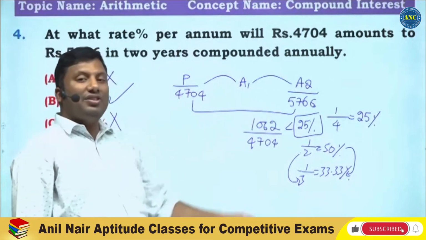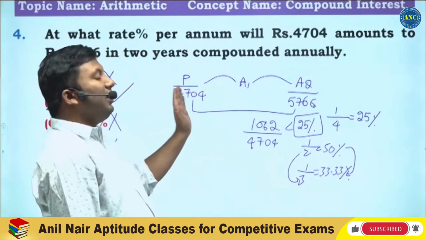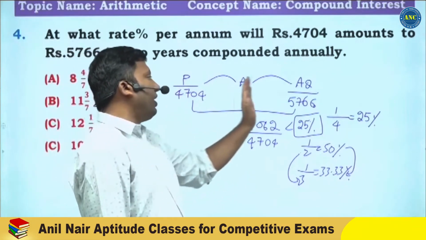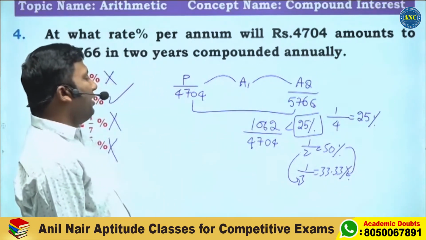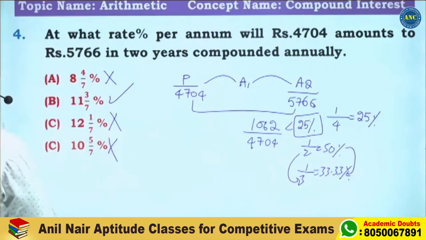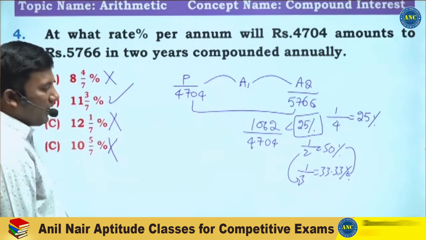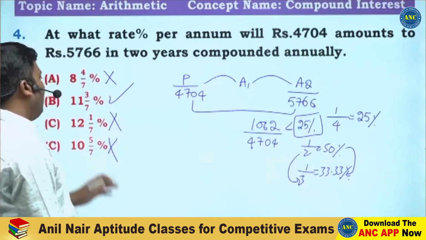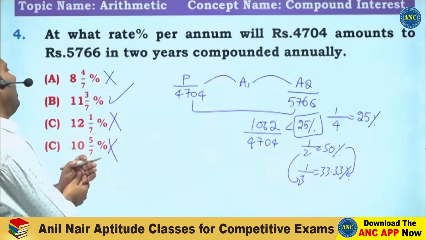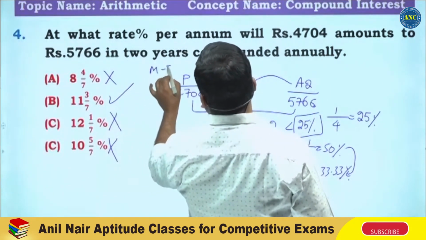4,700 is becoming 5,700. Overall change is 1,000. For how many years? 2 years. So for 2 years it is overall 25 percent, so every year it has to be close to about 12 percent. Are you all with me? This is one way. Just by looking at the question, you are getting the answer. This is method 1.